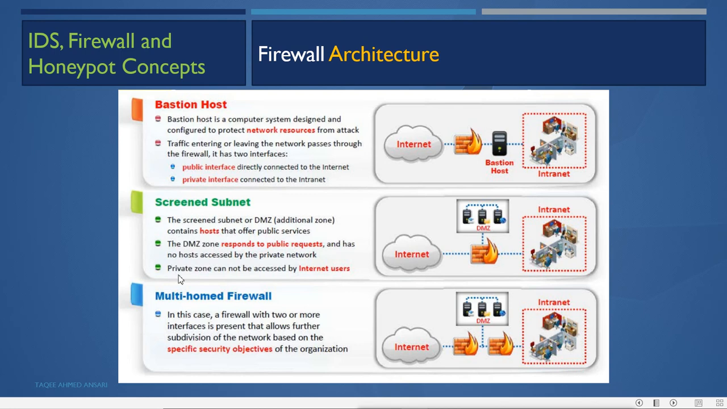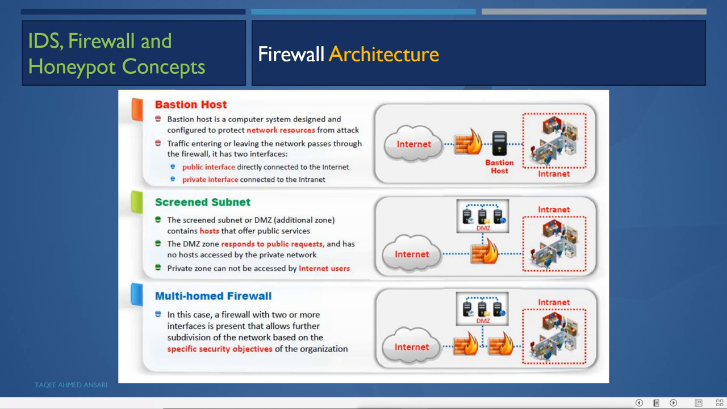Then we have the multi-homed firewall. In this case, a firewall with two or more interfaces is present that allows further subdivision of the network based on the specific security objective of the organization. In this we can have two firewalls: one to go to the DMZ zone, and if we want to go to the intranet, then we have to go through the other firewall also. So two firewalls are filtering the traffic. One is filtering the traffic for the DMZ and intranet, and the second one is for filtering the traffic for the intranet. It is called a multi-homed firewall.